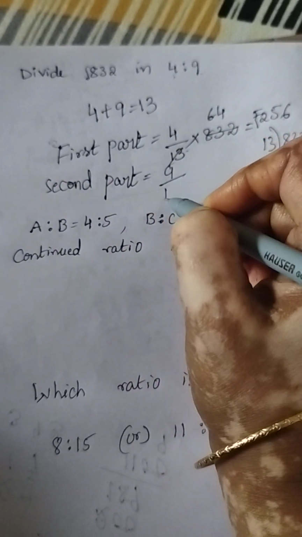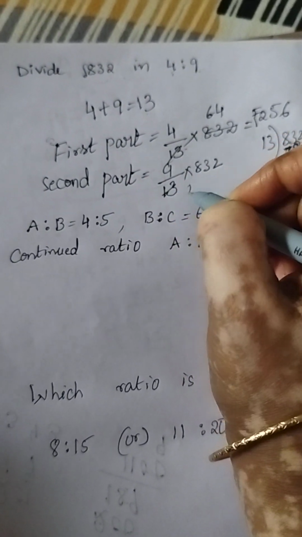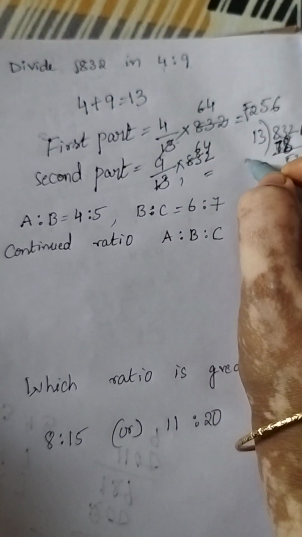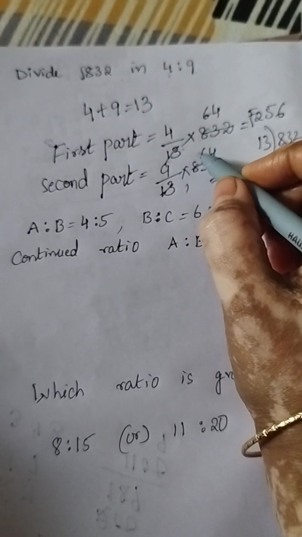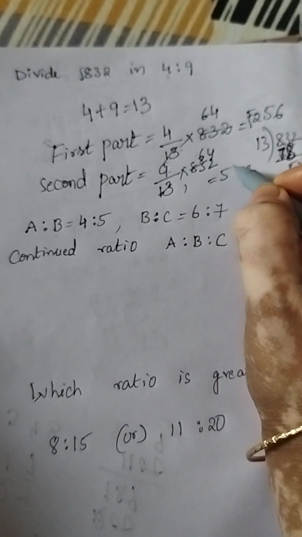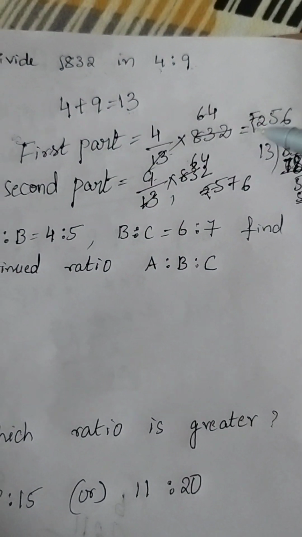Nine by 13 into 832, so 64 into 9 you should do. That is 576. Like this we divided the given amount into two parts.